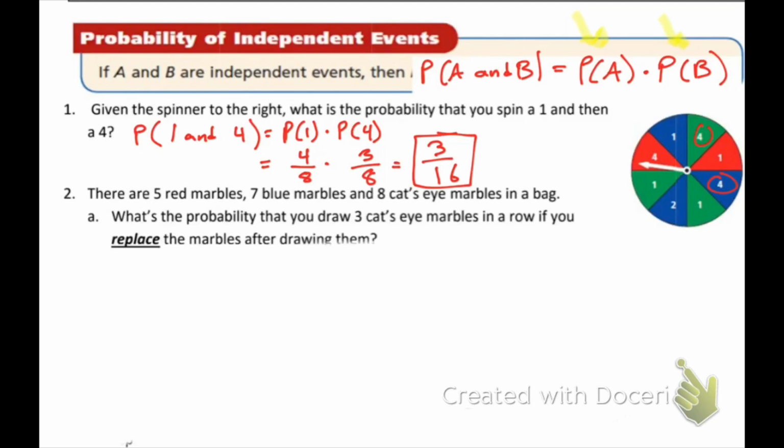Question 2. There are 5 marbles, so you're going to have a bag here.